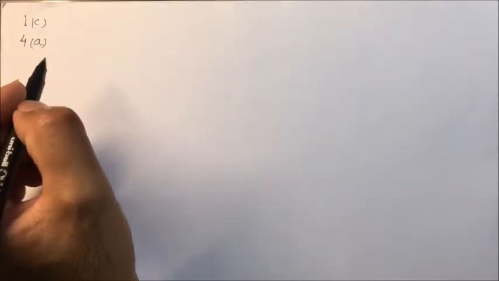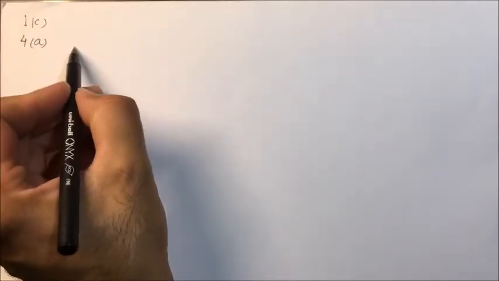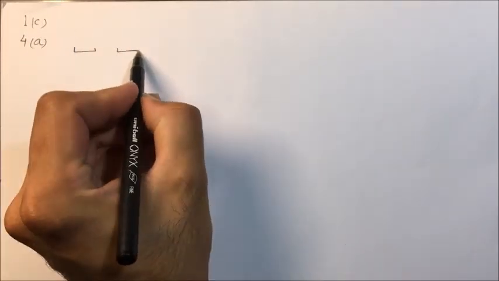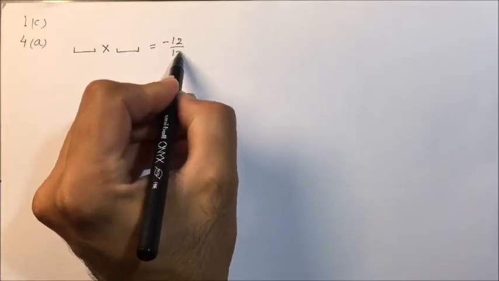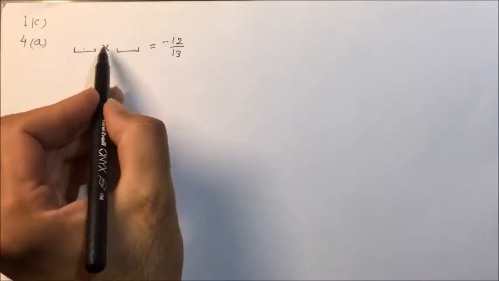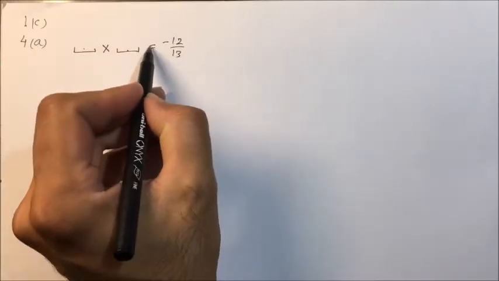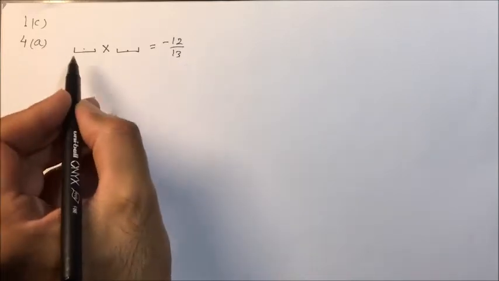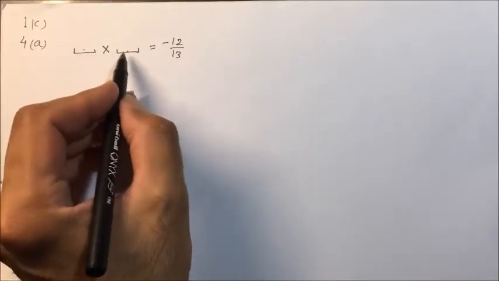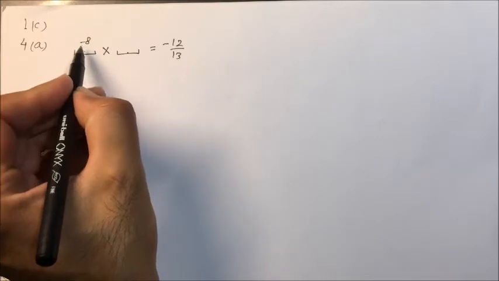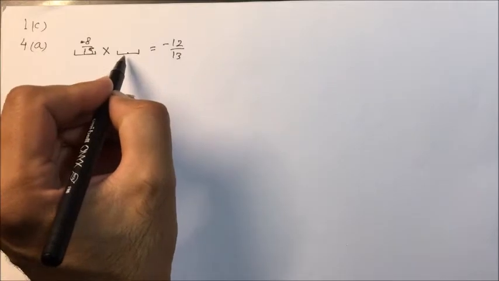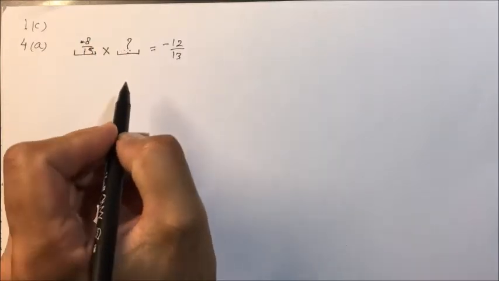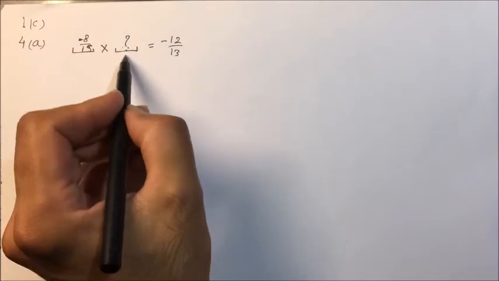As the question says, the product of two rational numbers is minus 12 upon 13. So we have one rational number and another rational number, and their product is minus 12 upon 13. Now one of the rational numbers is 8 upon 15. The other rational number we do not know, that we have to find.